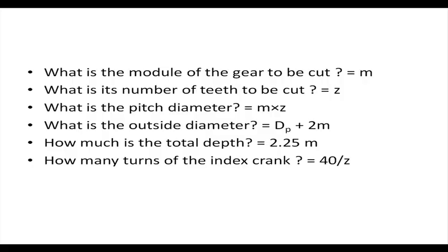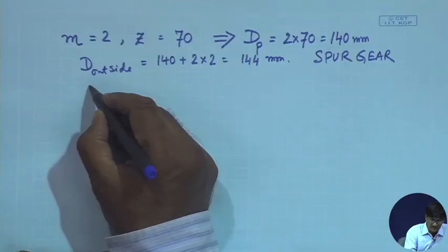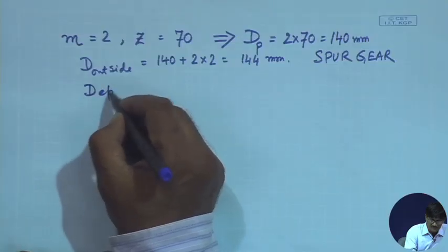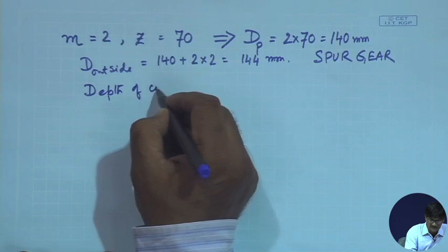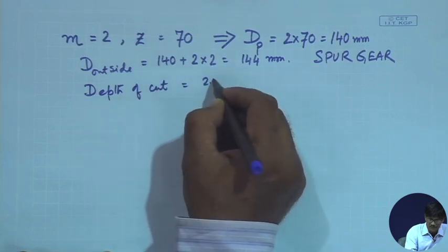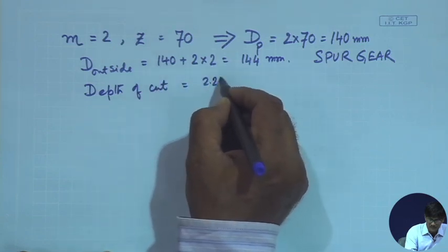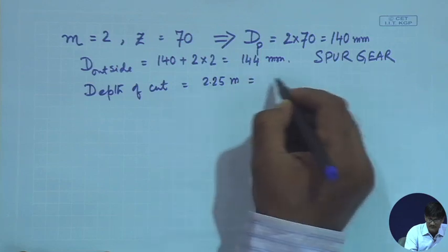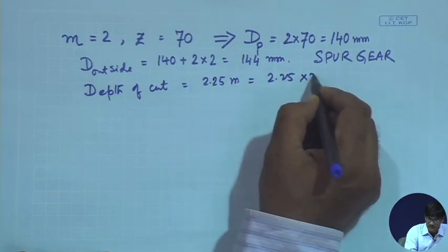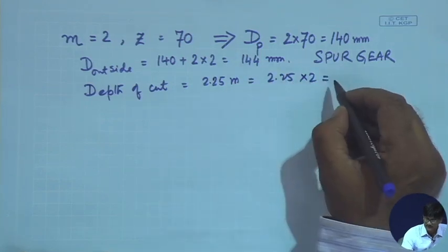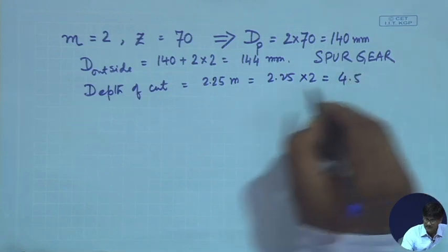So, that being accepted, 2.25 modules, that is good. This time we can calculate that also: depth of cut equal to 2.25 module, equal to 2.25 into 2. How much is that? 4.5 millimeters.